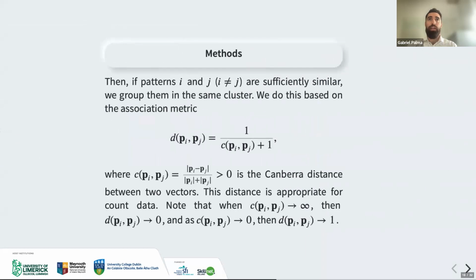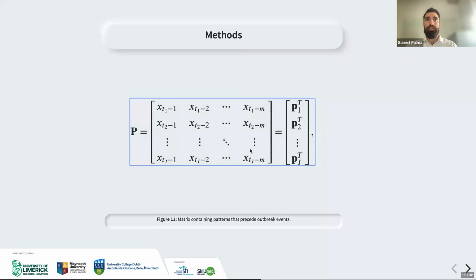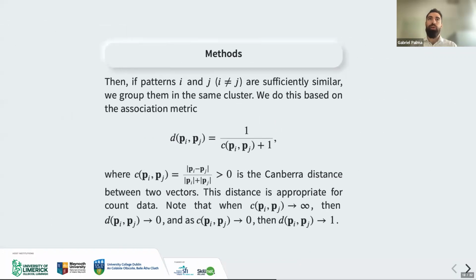And also based on that, we can do the following. We're going to have these patterns, each one of the rows representing one, but we can cluster them. Sometimes we have some patterns that are more related to each other. So ideally, we like to cluster them to see more clearly the distinct patterns within this matrix. So I'm going to call i and j two patterns, or two rows of that matrix. If they are sufficiently similar, we're going to group them. To group them, we have a certain association metric that we call D. For P_i and P_j, two rows of the matrix that I just showed you, we compute 1 divided by C, the Canberra distance of P_i and P_j, plus 1.